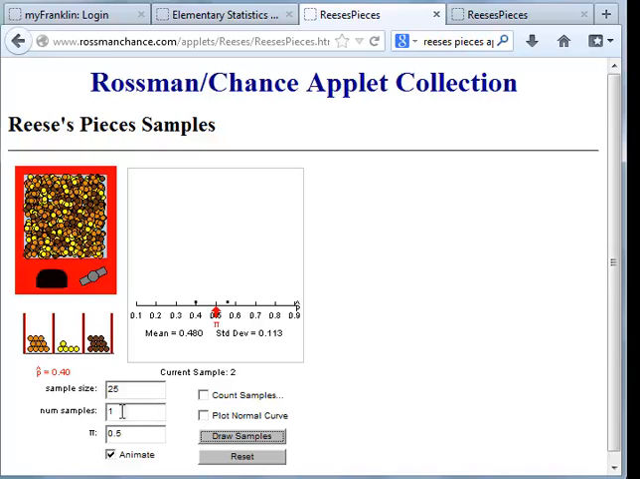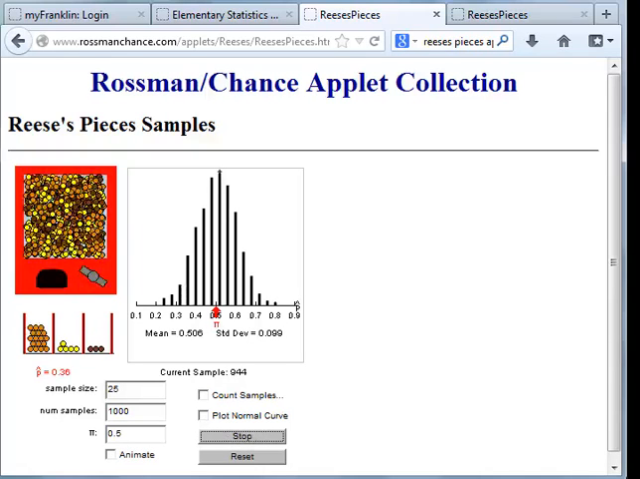Suppose I take 1,000 of these samples, though. We're looking for a pattern here. I'm going to turn the animation off so it doesn't slow us down, and look at what happens with repeated sampling. Look at that beautiful distribution that shows up. Notice that most of our sample proportions were within 30% of the true population proportion. We had some as low as 20% and some as high as 80% when the true population proportion is 50%.